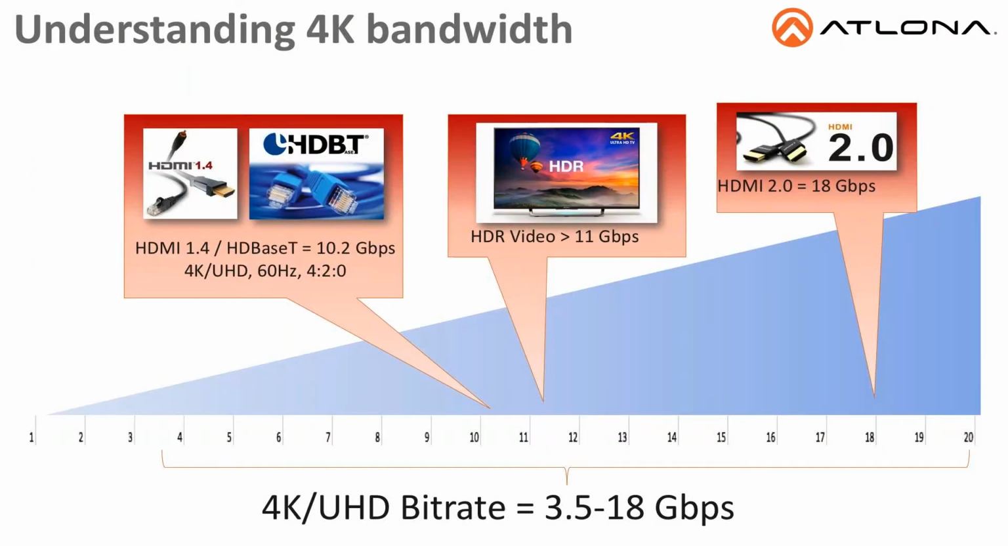And so what that looks like in the technology and the cables that we're using currently, if you see this, HDMI 1.4 and HDBaseT are limited to 10.2 gigabits. So when you're looking at HDR video, you want to make sure you're speccing in that HDMI 2.0 cable to make sure it fits within that bandwidth limitation of 18 gigabits.